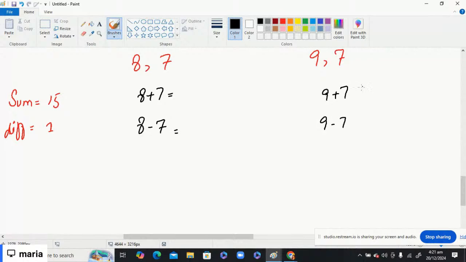Okay. Now you guys tell me the answer of this. Hurry up. Everyone tell me the answer in the chat.